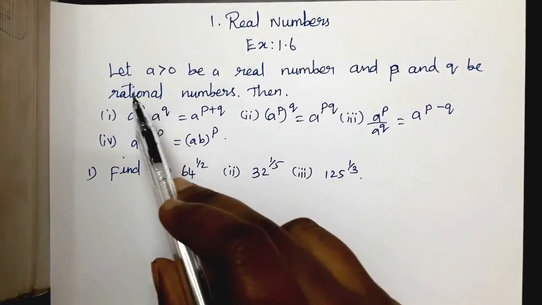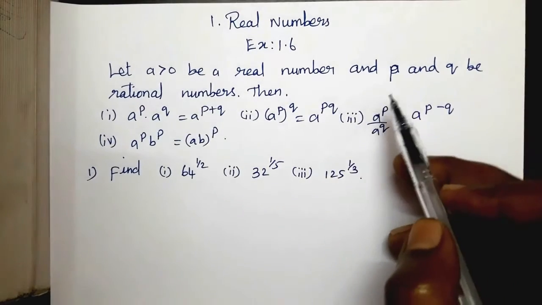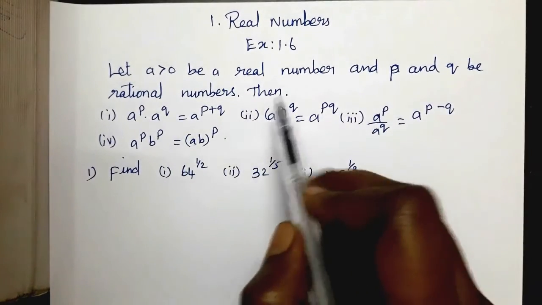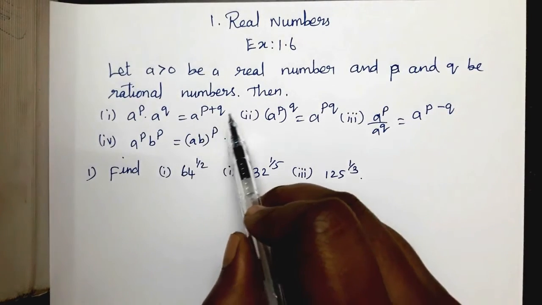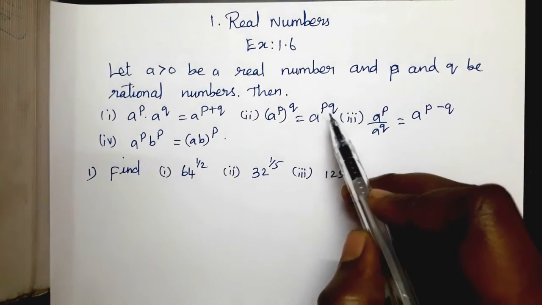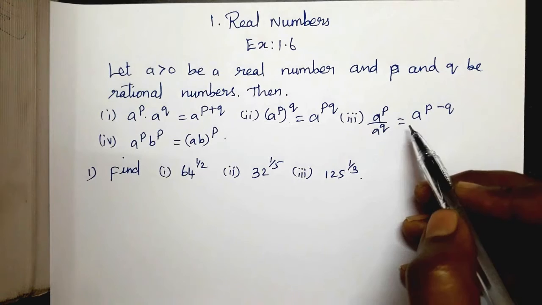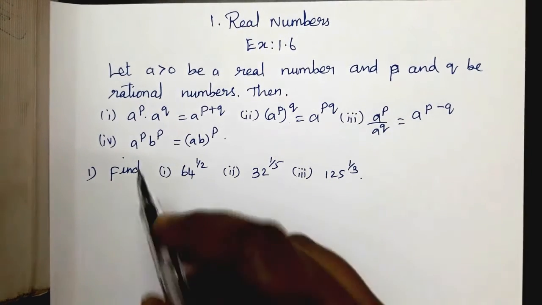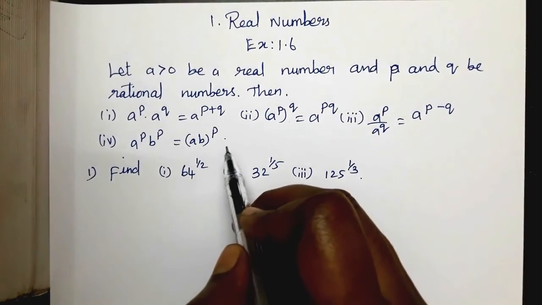First we have to remember the given formulas. Let a greater than 0 be a real number and p and q be rational numbers. Then a power p into a power q equal to a power p plus q. Next one, a power p the whole power q equal to a power p into q. Next one, a power p divide a power q equal to a power p minus q. Next one, a power p into b power p equal to ab the whole power p.